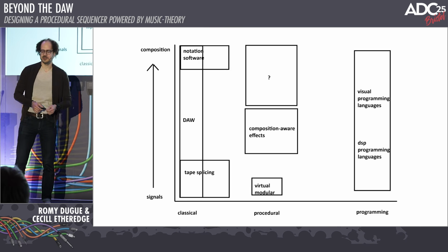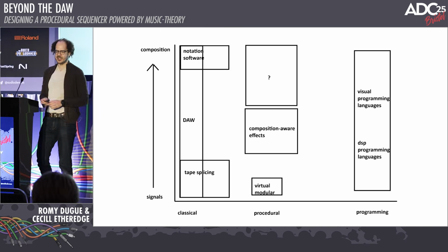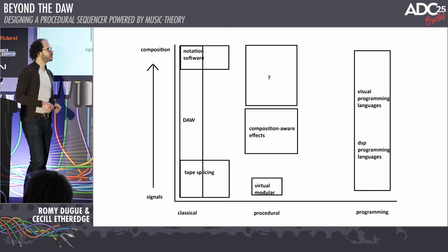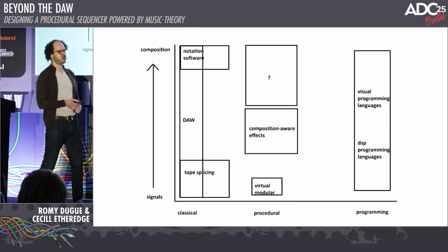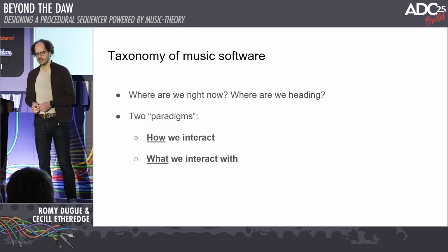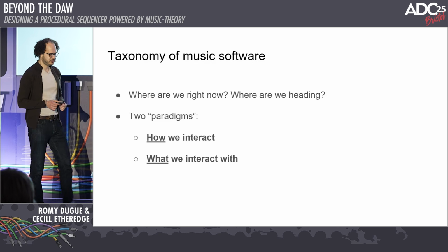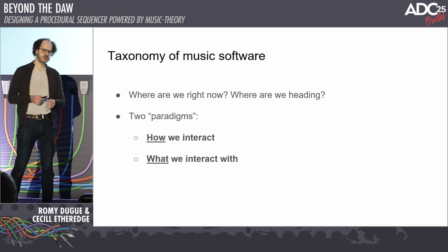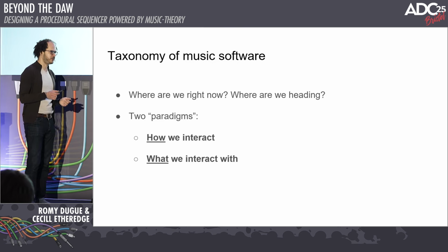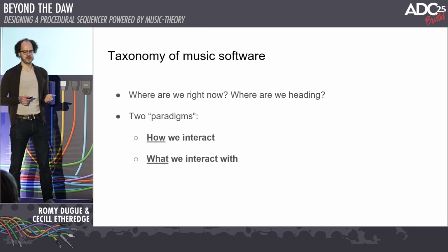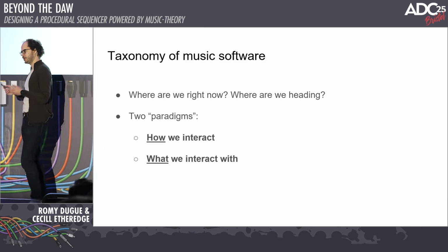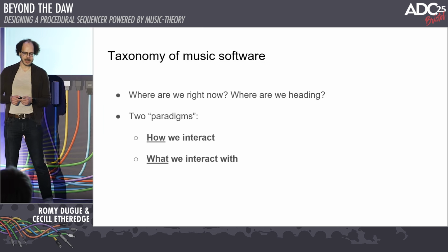Not the most amazing thing, but there are two takeaways that we took from this and turned into something that's hopefully more understandable. Talking about interaction with music software from a user perspective, there are essentially two ways to distinguish. One, how do we interact with the music software? Secondly, what do we interact with? What are the elements we interact with?